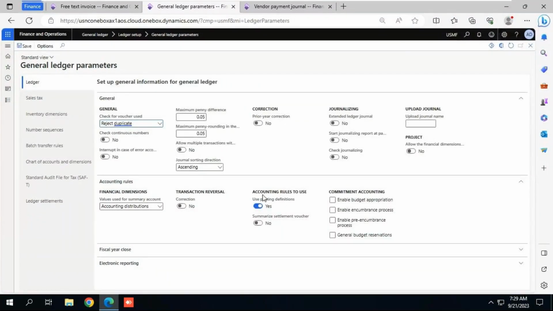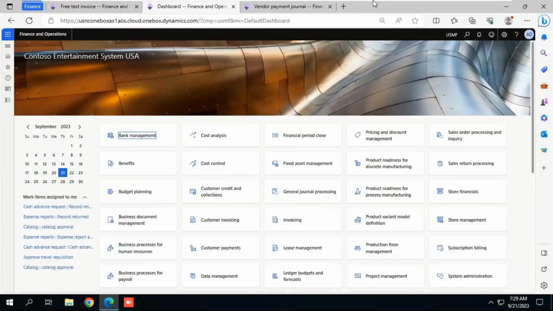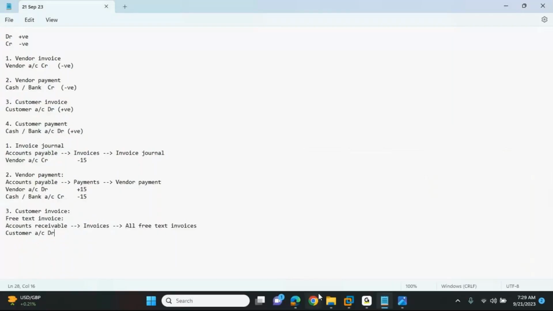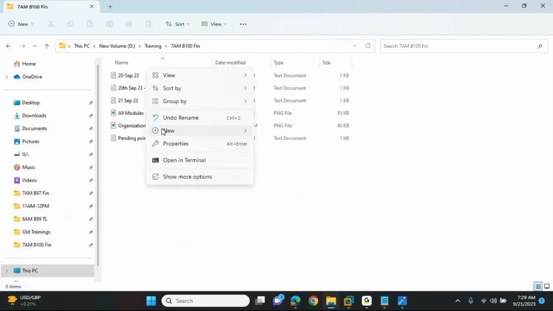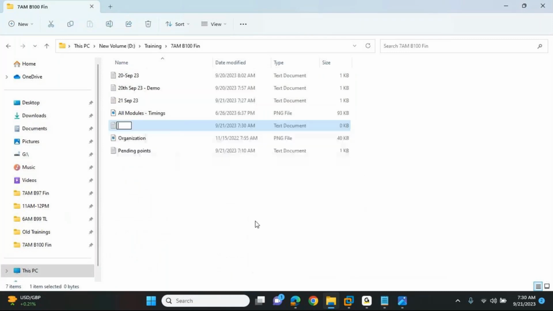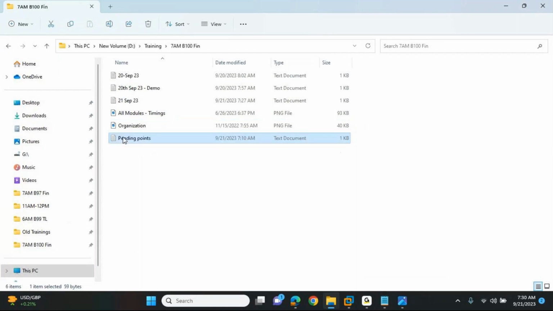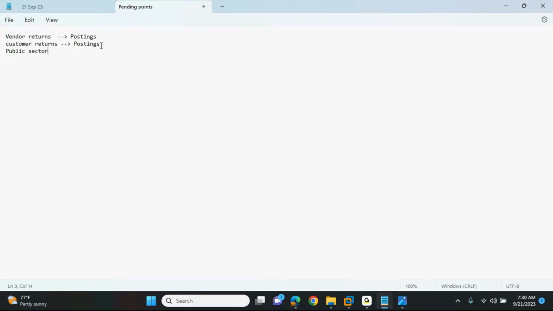Use posting definitions. I am removing. What is this? It is related to public sector. What is this public sector and all those things we will discuss later, not now. I am just keeping a pending point as public sector. One more topic you will understand later, but that is not in our course content. But I will discuss it with you. Let me write it down. If you don't know at this point what public sector is, we'll discuss that later.